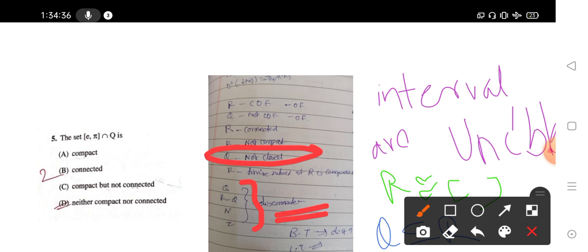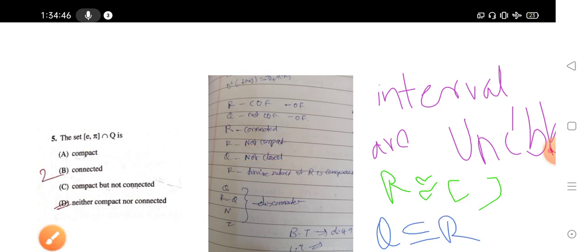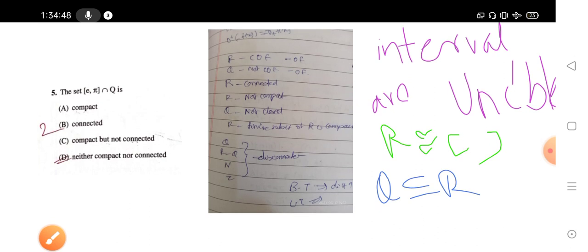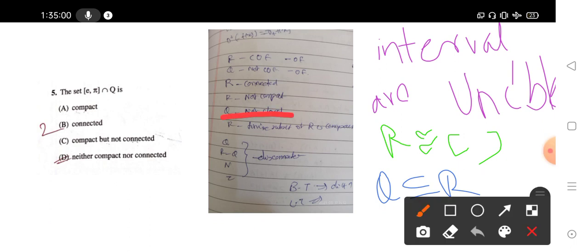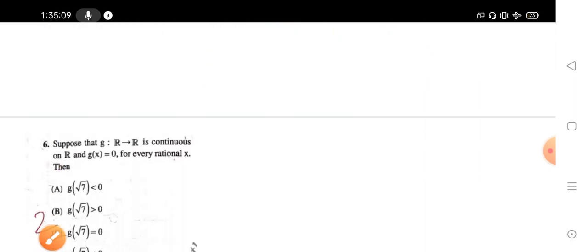And here, [e, π] intersection Q. Intervals are uncountable, and R is isomorphic to an interval. Here Q is a subset of R, therefore Q is not connected and not closed. Since it is not closed and not connected, it is not compact, therefore neither compact nor connected. Answer D is correct. Next question.